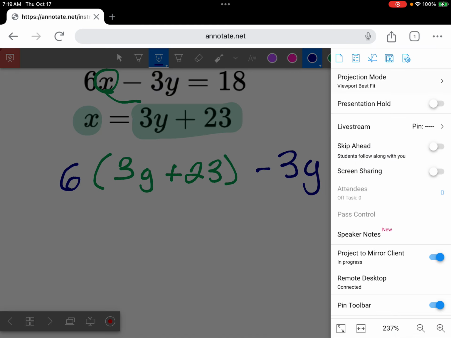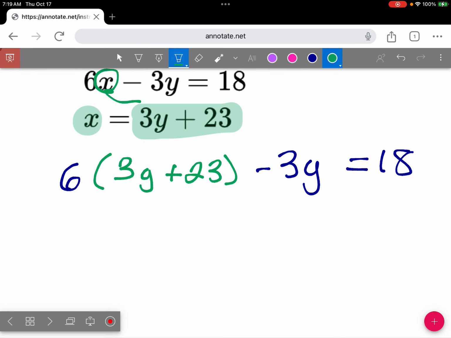Oops, sorry. There we go. We're going to fix that y to make it look actually like a y. There we go. Now what are we going to do? Distribute.